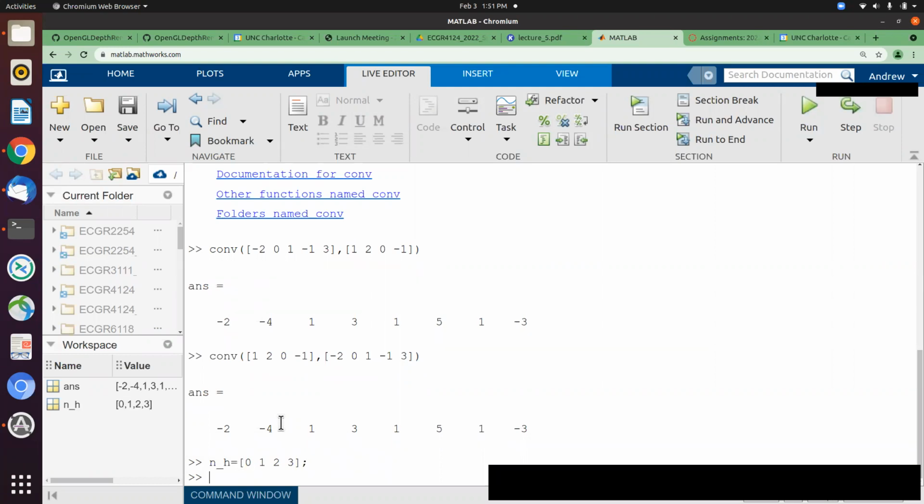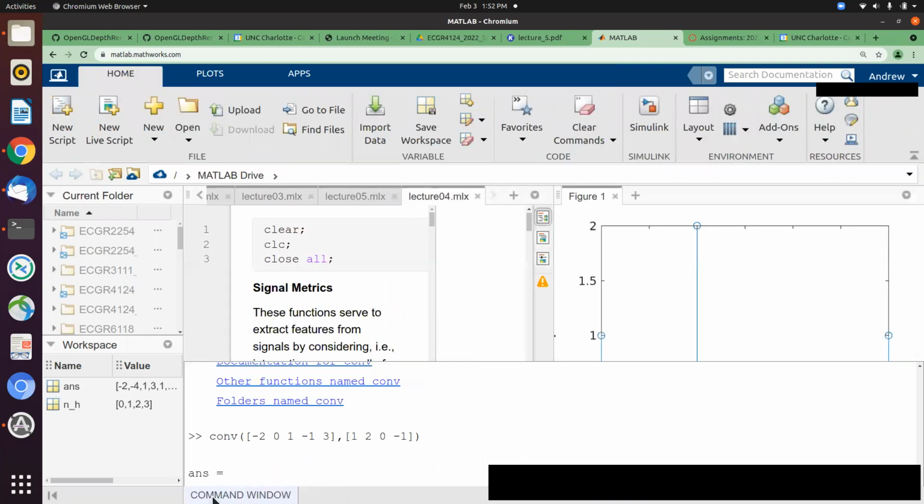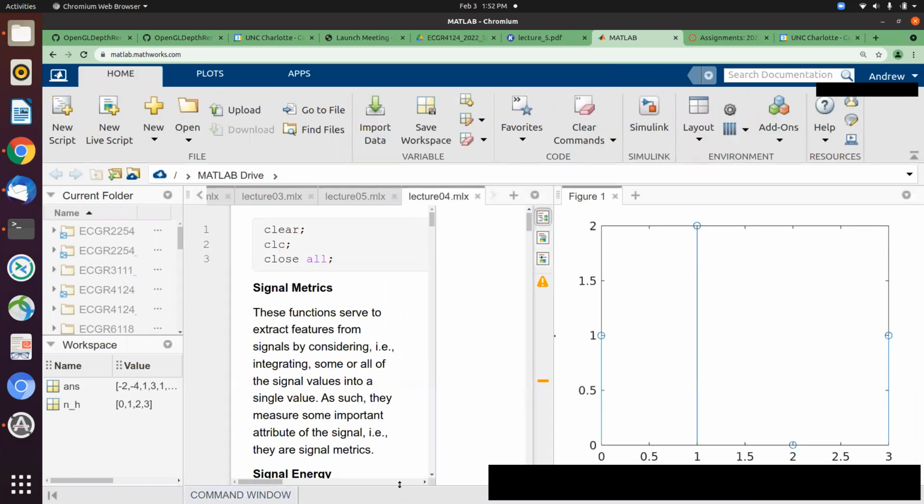And if I were to plot h correctly, I would do stem of the n values of h, and then the actual values 1, 2, 0, and 1. It's the only way you can actually get MATLAB to give you the right stem plot. There's a circle here, a circle there, and a circle there, and the other one's at 0. So that is the actual correct plot. But if I were to just plot it without having that separate vector to bookkeep all the indices, it wouldn't actually be the right function.